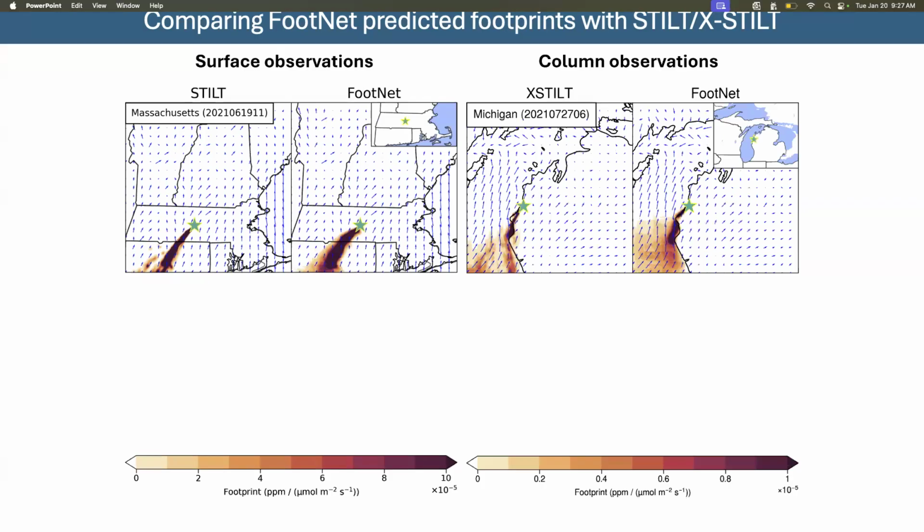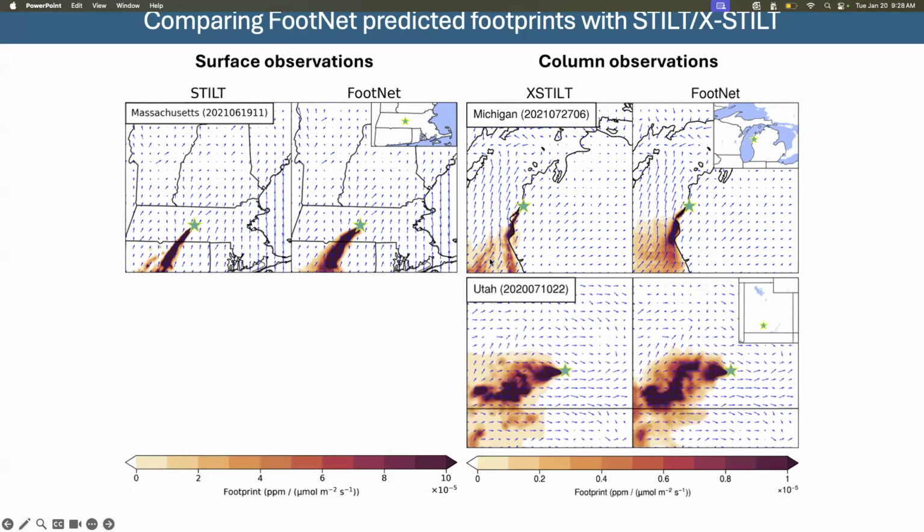And then this is another example, close to the Lake Michigan shoreline. So this is Lake Michigan here, and this is the Michigan state. We can see that the footprint is hugging the shoreline of Lake Michigan, and our model was able to identify this complex feature as well. However, the FootNet predicted footprint is much smoother as compared to the STILT footprint, which has sharper gradients. And this is another example in Utah, which is mountainous terrain, so much more complex transport there, and our model was able to identify this feature as well.